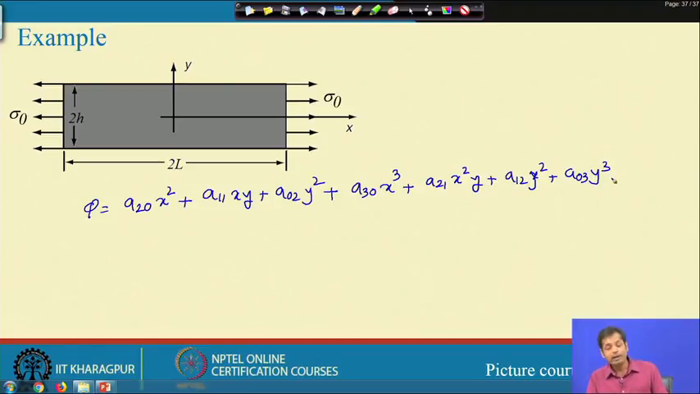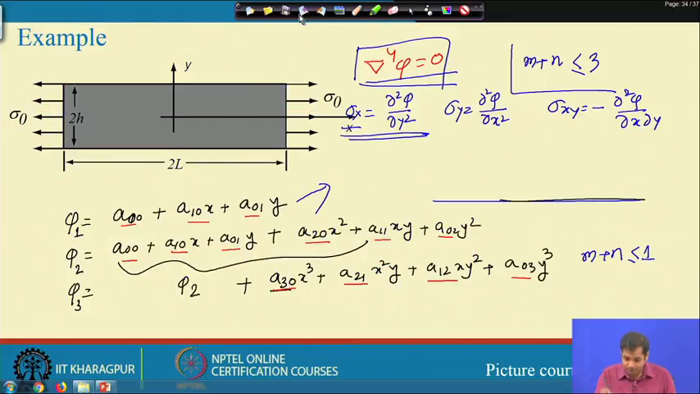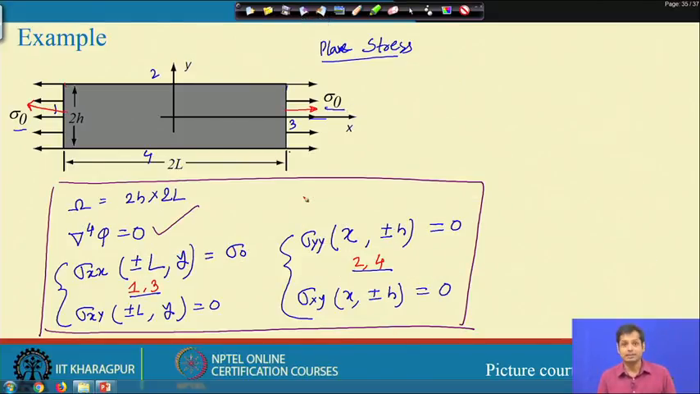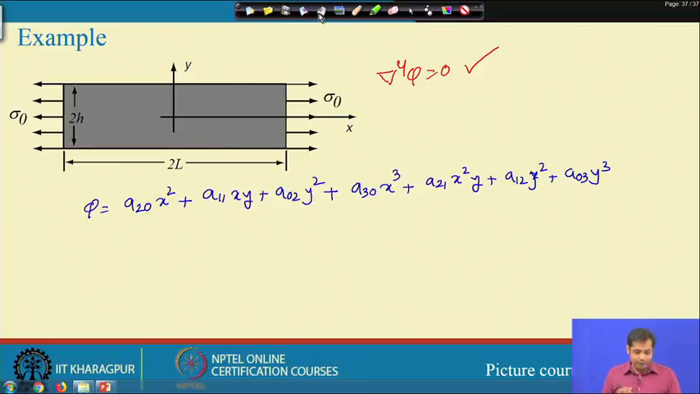Since this is a cubic expression, the biharmonic equation, del 4 phi equal to 0, is satisfied. So, we do not have to show that this equation satisfies this condition. But what we have to show is that this expression satisfies these boundary conditions. So, what we do now is find out what conditions need to be satisfied such that these boundary conditions are met. For that, let us find the expression for stress.